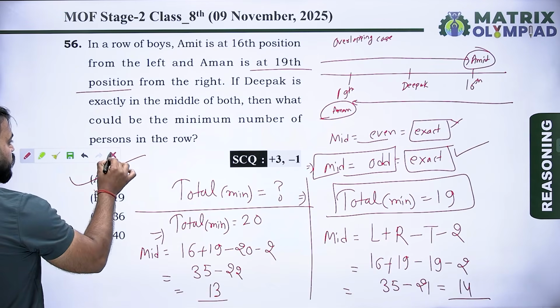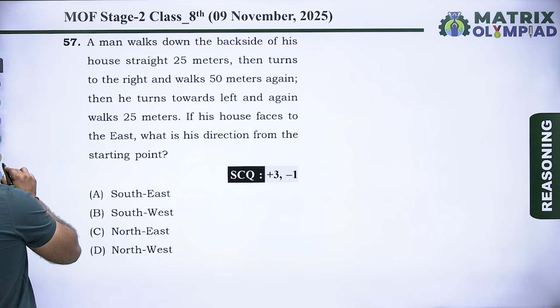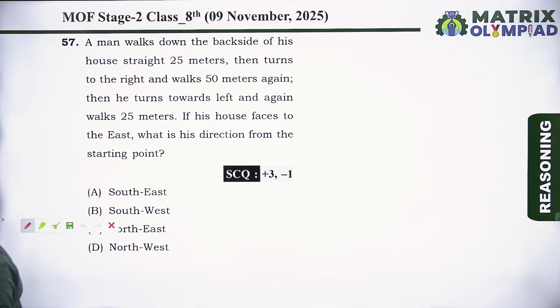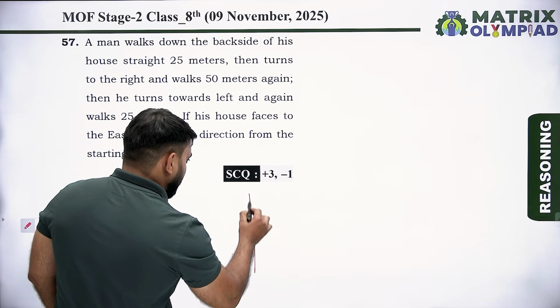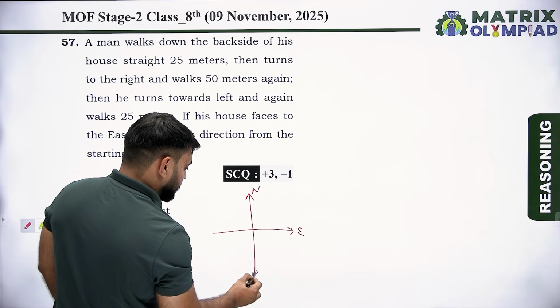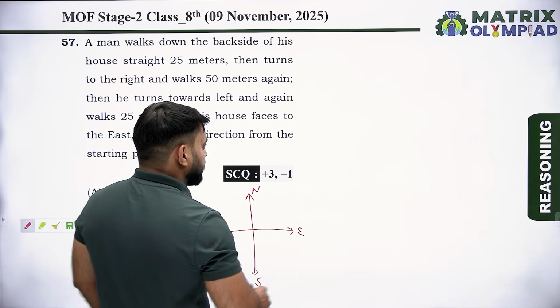Now let's move on to the next question. So now next question is question number 57. A man walks down the backside of his house straight 25 meters. Then he turns to the right and walks 25 meters again. Then he turns towards left and again walks 25 meters. If his house faces east, what is his direction from the starting point? As we know, there are 4 main directions. This is north, this is east, this is south, and this is west.